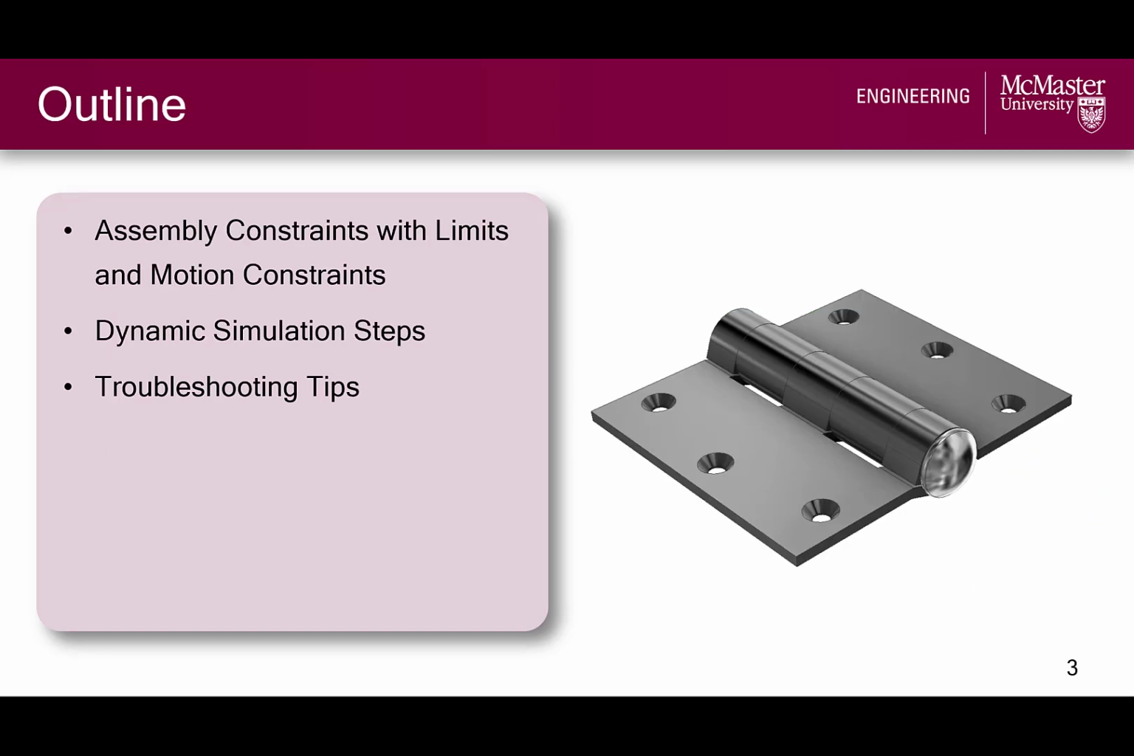In Lecture 5, we talked about how we can use assembly constraints with limits and motion constraints to allow constrained movement in an assembly, and we also discussed creating a dynamic simulation in Inventor to simulate our mechanism. So we are going to do this for our door hinge assembly in this video, and then for our gear train example in an accompanying video.